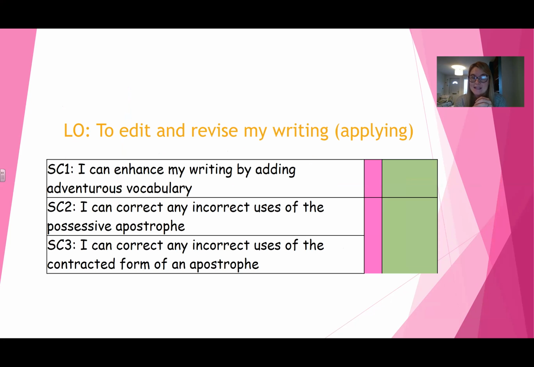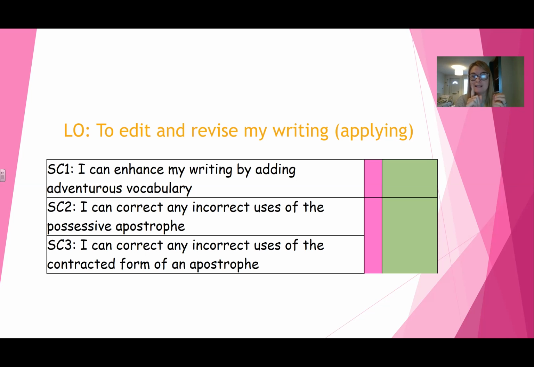So to be able to edit and revise, you need to be able to enhance, which means to improve, so make better your writing by adding more adventurous vocabulary to make it sound more exciting for your friends to read it. You need to correct anywhere where you have used the possessive apostrophe incorrectly or have forgotten to use it. And you need to correct anywhere where you have used the contracted form of apostrophe incorrectly or you have forgotten to put it in. So that's what we're going to be learning how to do today.